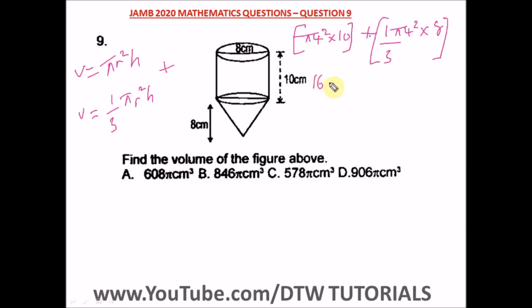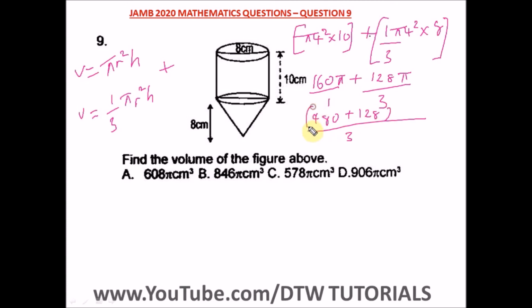So I'm left with 160 what? Pi, plus we have, for this, 4 squared is 16 times 8, which is 128 what? Pi. So I have 128 pi all over 3. So if I find the LCM of this, we have 3 here, this is 1, 3, this is 160, so it's 480 plus 128 here.